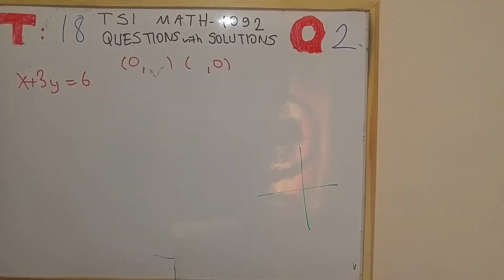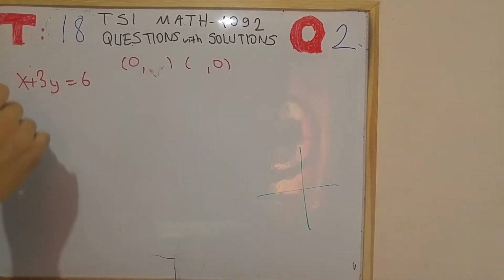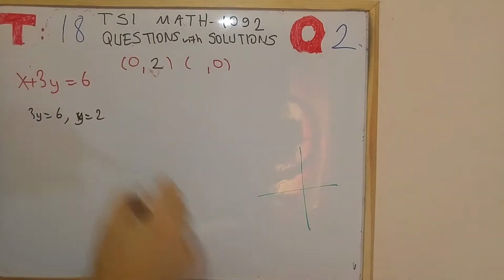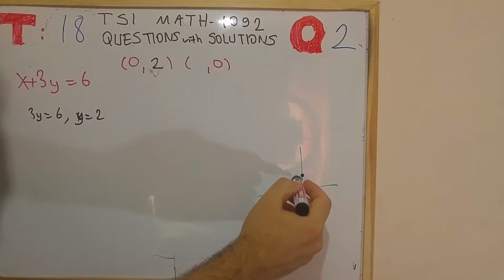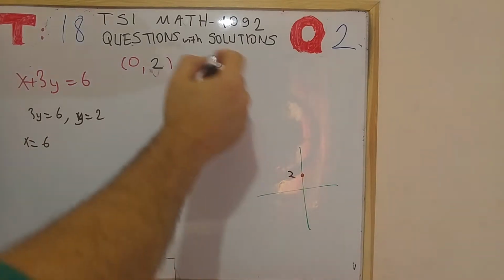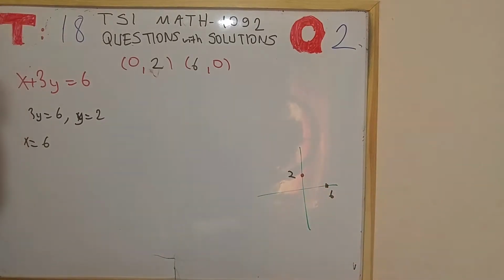At the points where the axes are cut, when x is equal to 0, 3y is equal to 6. Therefore, y is equal to 2. So one of these points is 0, 2. And when y is equal to 0, x is equal to 6. So the other point is 6, 0, which is somewhere like this. So the line must be something like this.